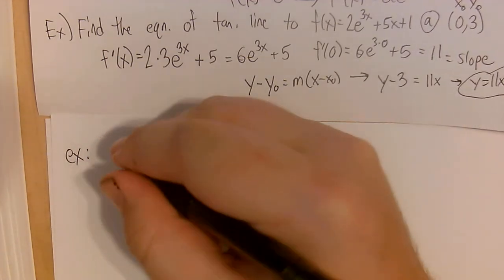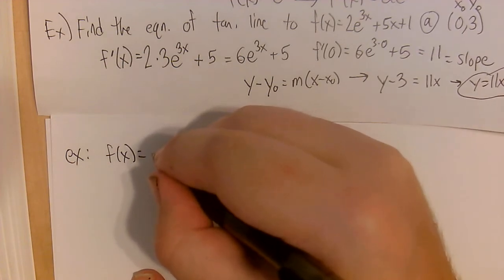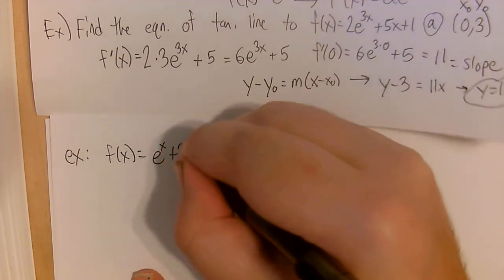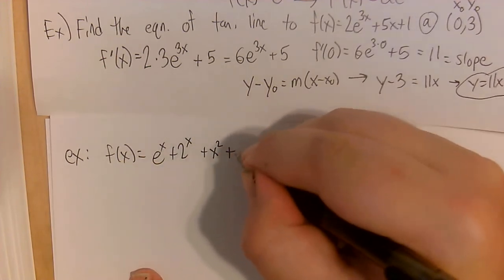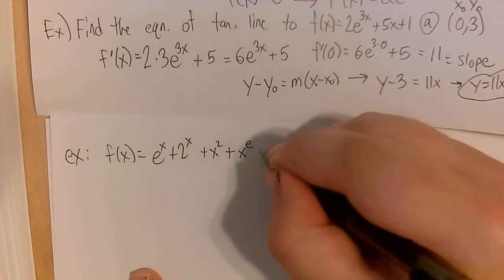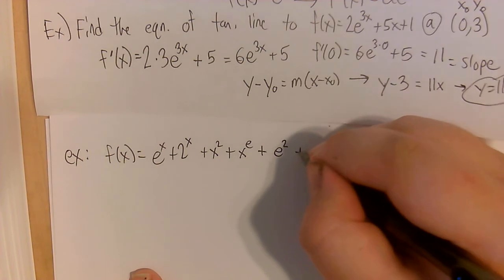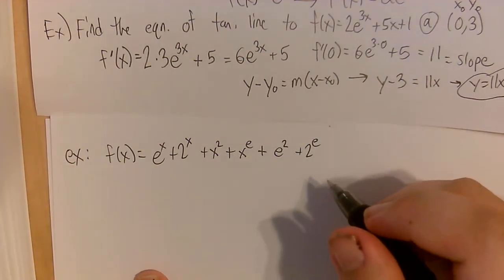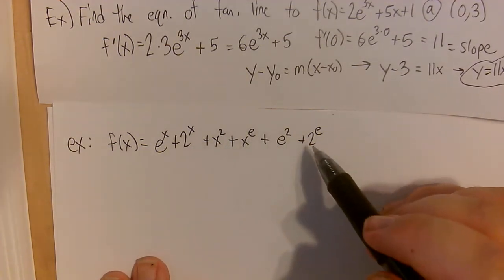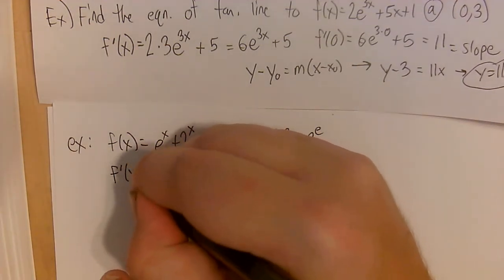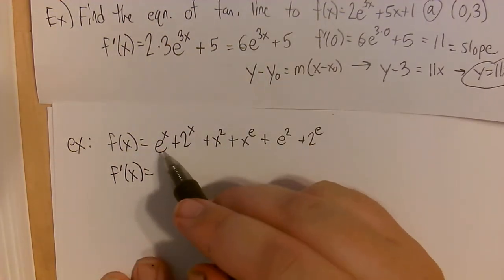All right, so here's this function. We have f of x is going to be, let's see, e to the x plus 2 to the x plus x squared plus x to the e plus e squared plus 2 to the e. All right, so we're going to do the derivative of this. Now all of these are split up by addition, so that means that we do the derivative of each one of these terms separately.